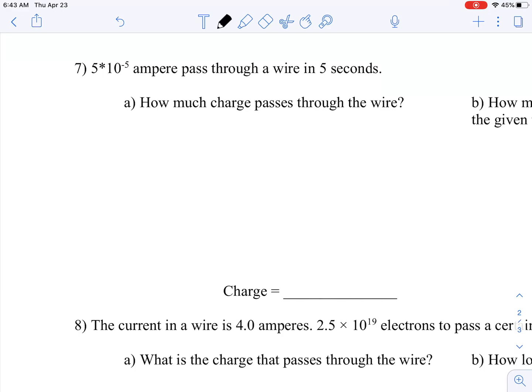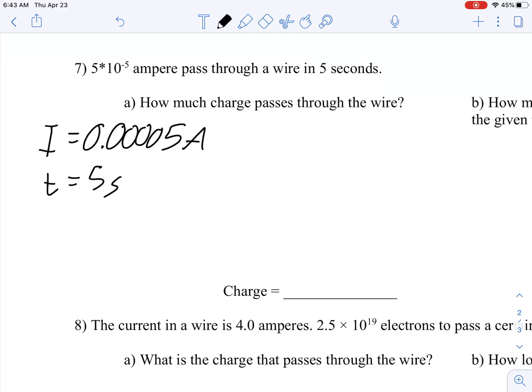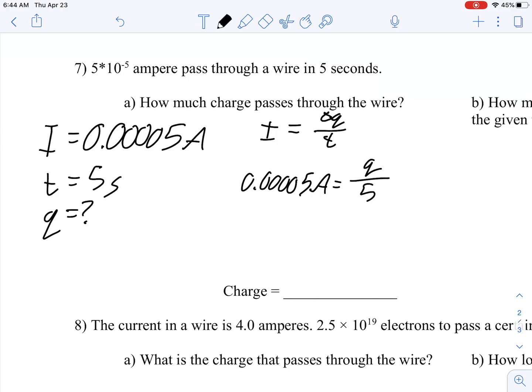All right, so we have 2 spark questions, actually really similar to one we did earlier. So we have a current of 0.12345 amps. And we have, let's see, time of 5 seconds. How much charge are we looking for, Q? So I equals delta Q over T, 0.12345 amps equals Q over T. We're going to cross multiply. 0.12345 times 5. We get 0.00025 coulombs is our charge.